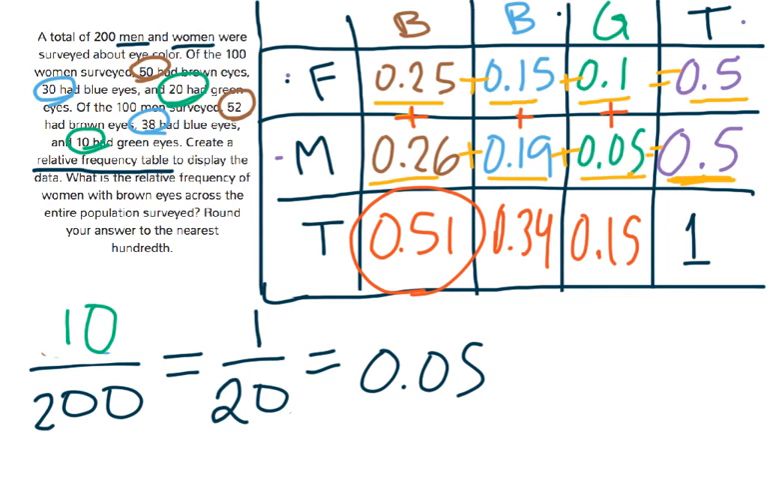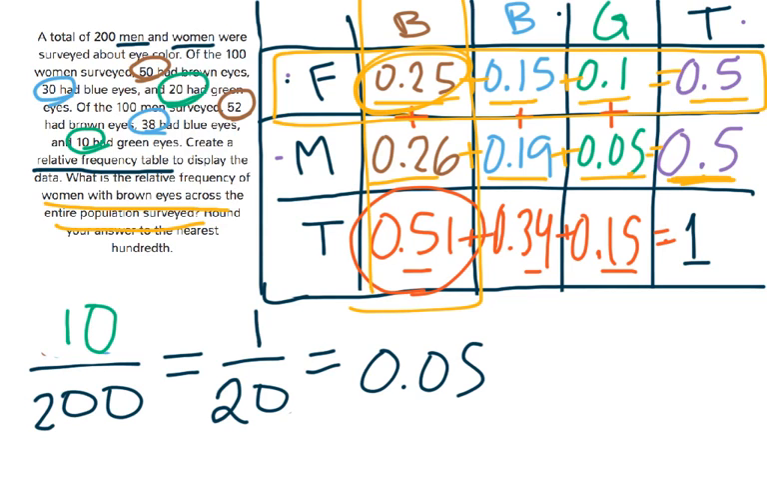And then we should also see that everything does add up to 1 when we add up the halves, and when we add up 0.51 plus 0.34 plus 0.15, we'll see that that will also add up to 1 when we add along this row. So that's how we do a relative frequency table. We're looking for the relative frequency of women with brown eyes across the entire population surveyed. So that's going to be females with brown eyes. And we'll see it's this value here that we calculated of 0.25. That's our answer.